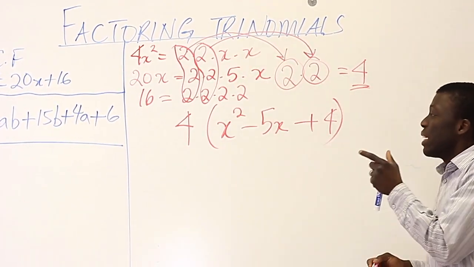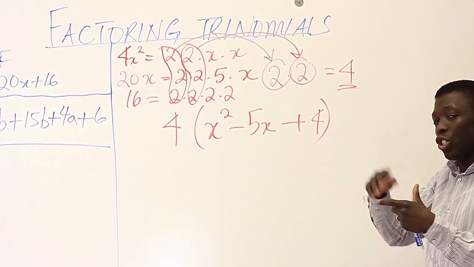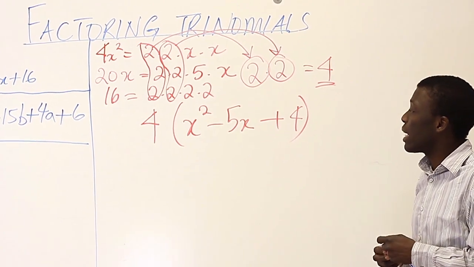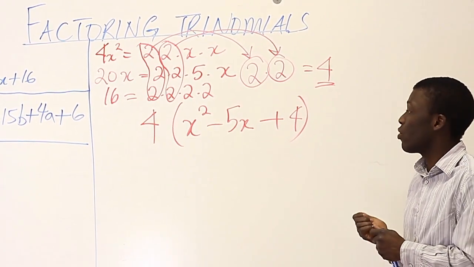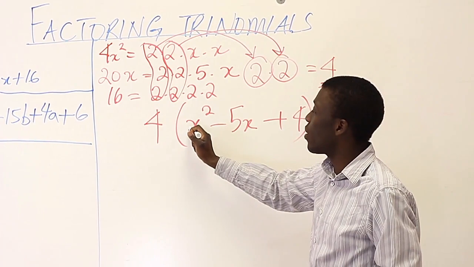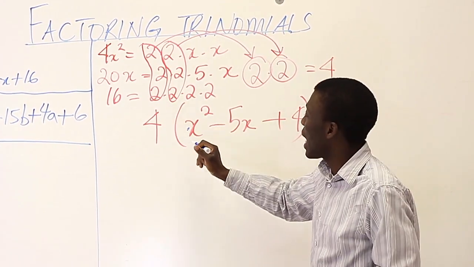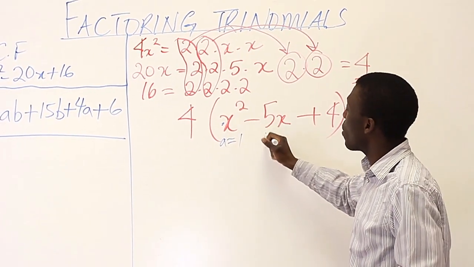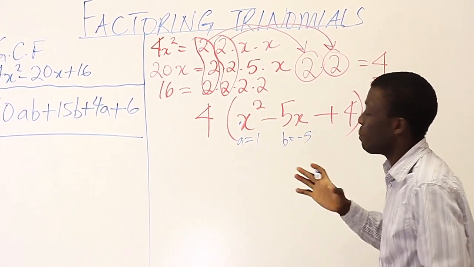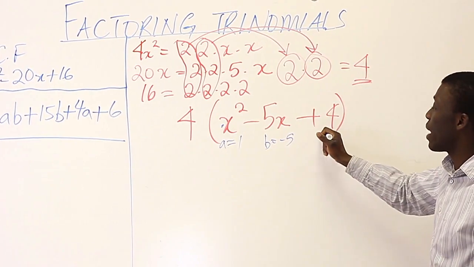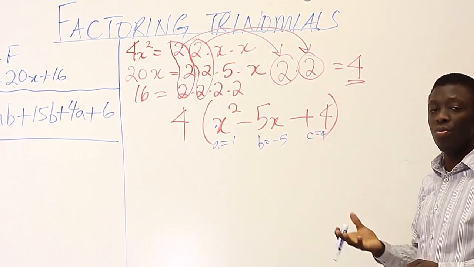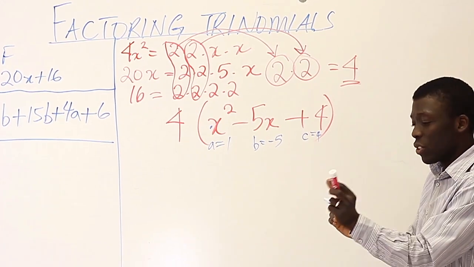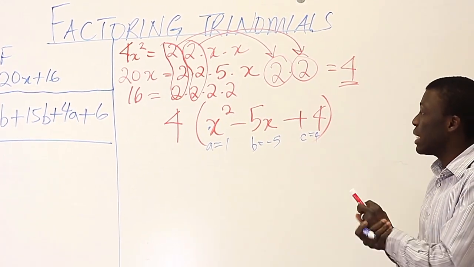Now notice that if I was to distribute that 4 back in, it should give me back what I wanted in the beginning. Now you look at x squared minus 5x plus 4, and the term in front of x squared right now is 1. That term is called a, and a is equal to 1. The term in front of x is b, in this case negative 5, and that constant by itself is 4. So this trinomial has 3 coefficients. A is 1, b is negative 5, and c is 4.